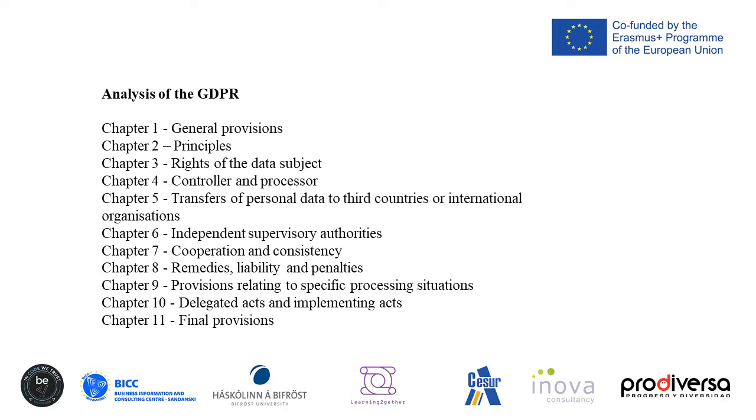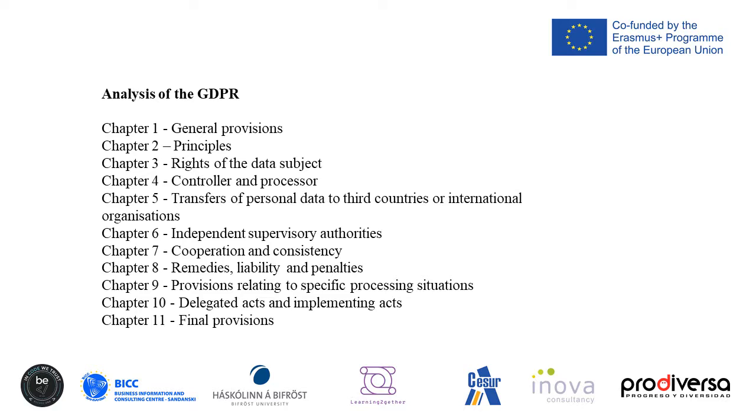In chapter 3, about rights of the data subject, it is discussed the rights of the data subject, including the right to be forgotten, the right to rectification, and the right to restriction of processing. In chapter number 4, Controller and Processor, this chapter covers the general obligations and necessary security measures of data controllers and processors, as well as data protection impact assessment, the role of the data protection officers, codes of conduct, and certifications.